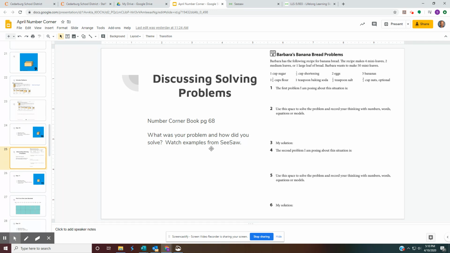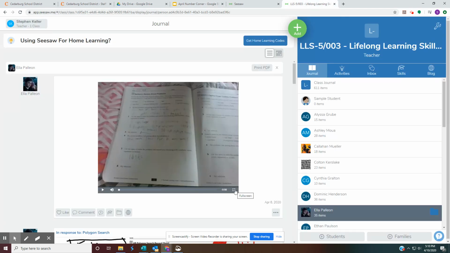Now, remember back on day 6 and page 68 of your Number Corner, we were looking at Barbara's bread problems, and you were supposed to pose a couple problems, and a few of you posted on Seesaw your problems, and I have one here that I would like us all to listen to. This is a student of mine, Ella, and we're going to listen to her problem. It's about 58 minutes, but you may not be able to see this so well. Our Chromebooks are not, but at least we'll be able to listen, and then we're going to solve the problem as well with her when we're done.